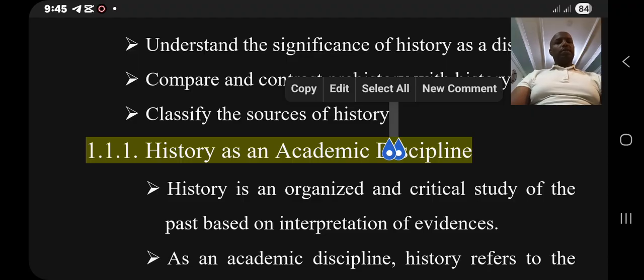Under this definition, there are two very important ideas raised. The first one is organized. The study of history must be organized. And the other issue is critical study. And of course, based on evidences. Since history must be studied with the support of evidences or historical sources.